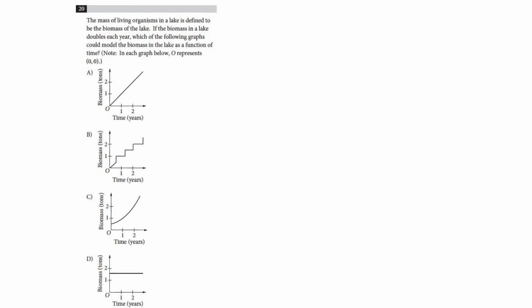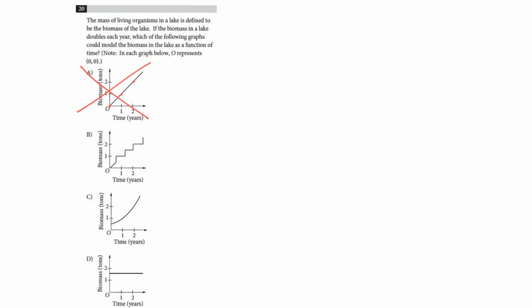20. The mass of living organisms in a lake is defined to be the biomass of the lake. If the biomass in a lake doubles each year, which of the following graphs could model the biomass in the lake as a function of time? Okay, so if something is doubling each year, then there'll be twice as much as there was last year. So let's just look at these graphs. Here, we started with 0, and then the biomass is 1, and then the biomass is 2. That's increasing by 1 each year. It's not doubling each year.